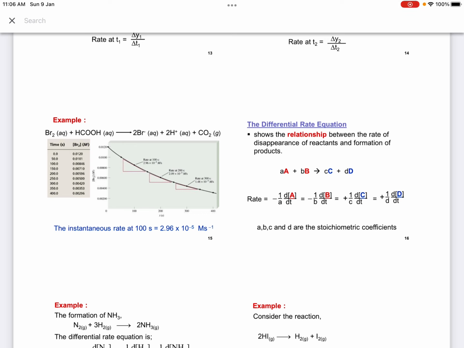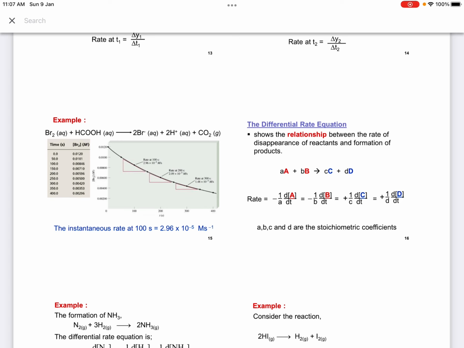So consider the reaction A plus B produces C plus D. All the capital letters are the species, while all the small letters are the stoichiometric coefficients. So how do we write the differential rate equation? Rate equals negative 1 over a, dA over dt. Negative because it's a reactant. The 1 over a we take from the stoichiometry of the equation, while dA over dt refers to the species. Likewise, we do the same for the other reactant, B: negative 1 over b, dB over dt, equals.